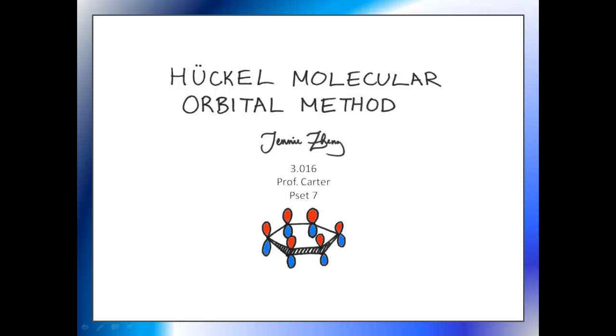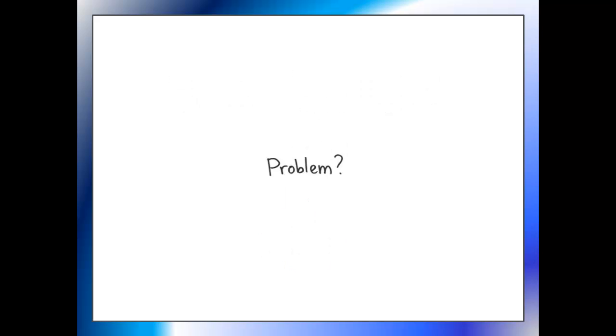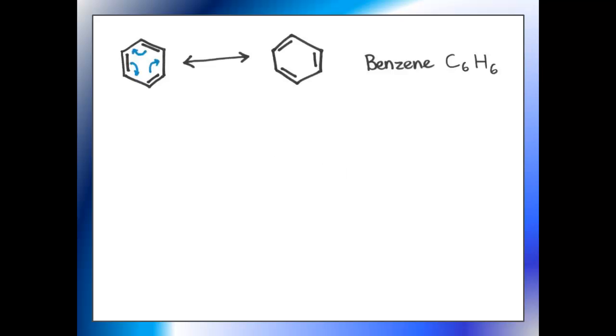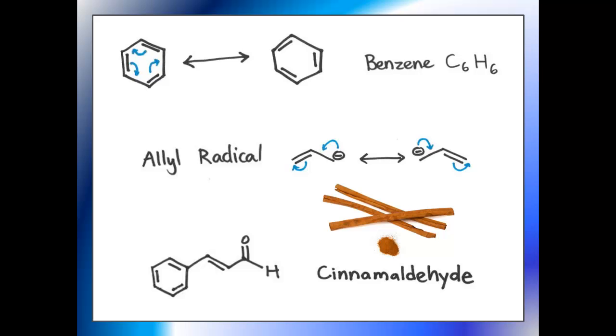I chose the problem of modeling the molecular orbitals of pi electrons in conjugated systems using the Huckel molecular orbital method. We want to model conjugated molecules, that is, those with systems of connected p orbitals with delocalized pi electrons. A few examples are benzene, an allyl radical, and cinnamaldehyde. As you can see, each of these molecules exhibits resonance in a sharing of pi electrons.